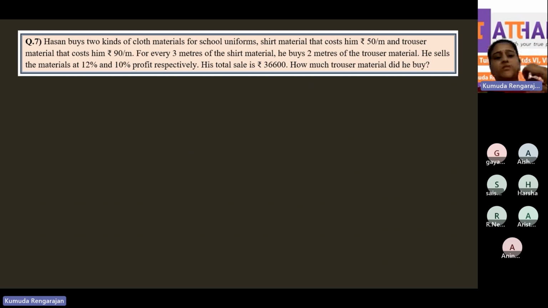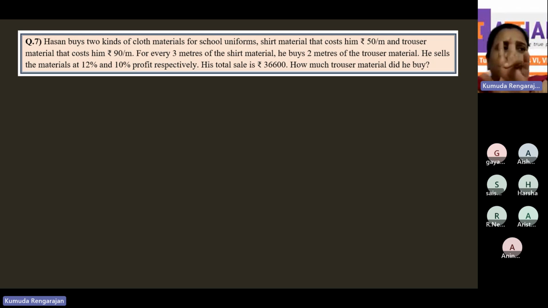Yeah, this is the next question. Hassan buys 2 kinds of cloth materials for school uniforms. Now I'm reading the question. Let's understand the question first. Hassan buys, online students, please listen, 2 kinds of cloth materials for school uniforms. Shirt material that costs him rupees 50 per meter. So Hassan probably is a trader. He's a cloth merchant.